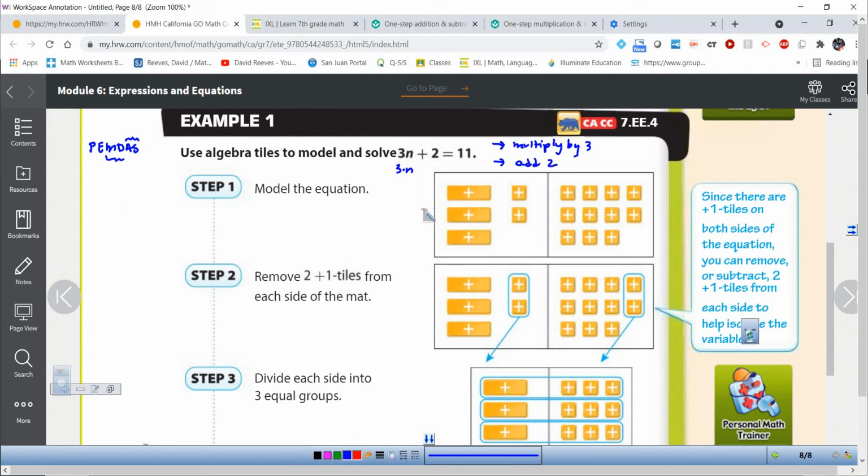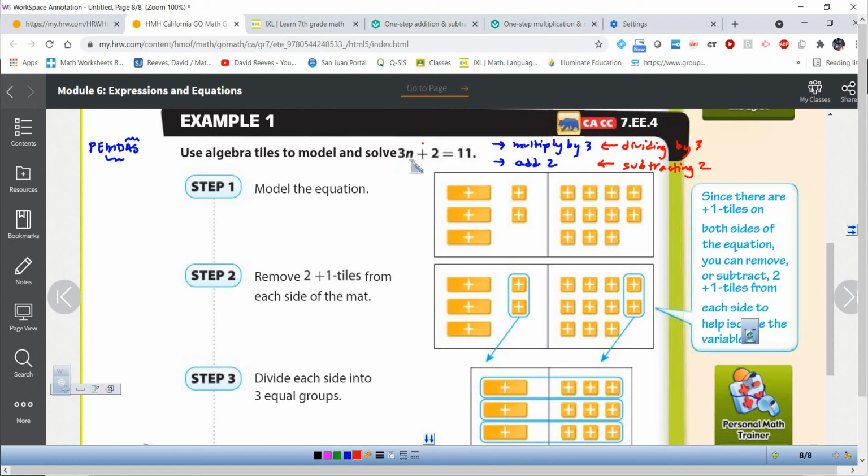All right, so to solve that equation, I need to do the inverse operations. Well, what's the inverse of multiplying by 3? It's dividing by 3. And what is the inverse of adding 2? Well, that would be subtracting 2. But not only do you do the inverse operations, but you need to do them in the inverse order or the opposite order.